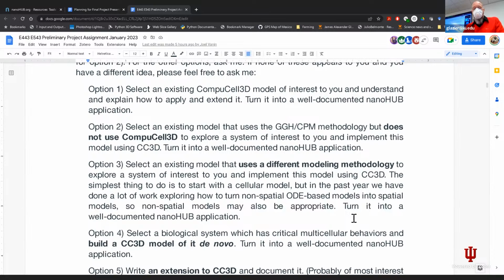That's all right. So one possibility is to take an existing CompuCell model that's of interest and then create exercises around it and put it up on nanoHUB and distribute it. That's probably in some ways the least ambitious thing to do, but it's fine. Another would be to use a model that uses the base computational methodology of CompuCell, but not CompuCell.